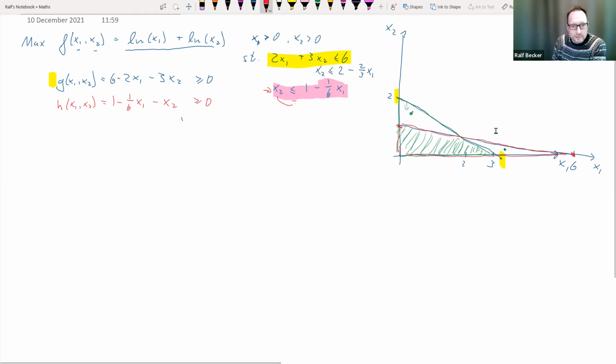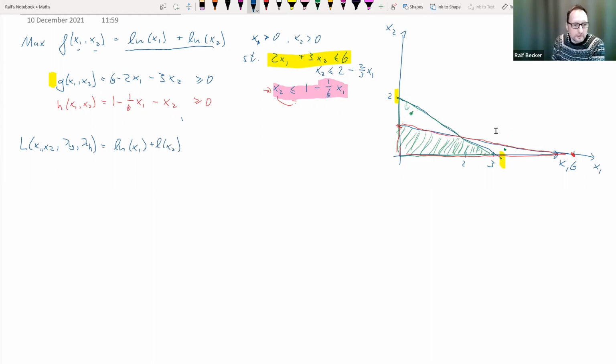So now we're in a position to formulate our Lagrangian function. It will be in principle the same as what we've seen before, and the extension will hopefully be fairly straightforward to see. Now we're having two Lagrangian parameters, and I'll just call them lambda g and lambda h for the two constraints. So our function is log of x1 plus log of x2.